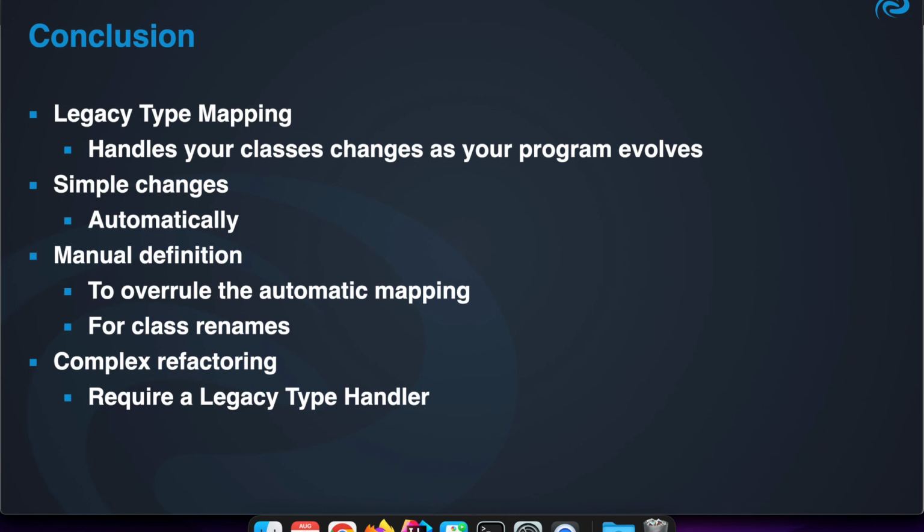So as you have seen with the legacy type mapping, it can handle your class changes. The simple changes are handled most of the time automatically, or you can define it manually to overrule it. And for class renames and for the complex refactoring, you will need the legacy type handler. So not a mapping, just a simple mapping, but a handler yourself.